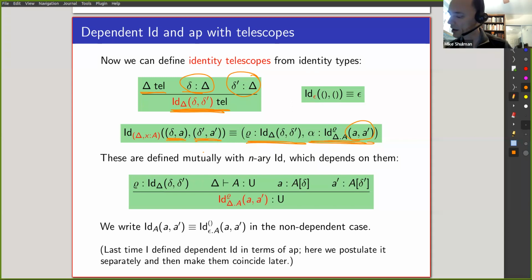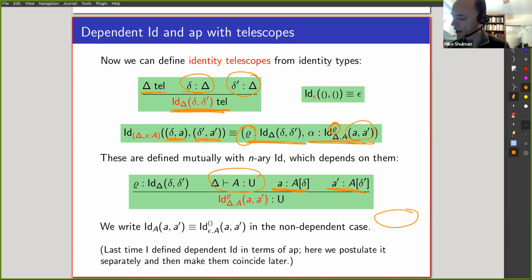And this identification here has to depend on the ones that we previously had, because all the types in the telescope depend on the previous ones. Then that dependent identity type depends on an element of this identity telescope. So for any type that depends on a telescope, and any elements of that type that lie over two elements of the dependency, the telescope identification, we get a dependent or heterogeneous identity type.